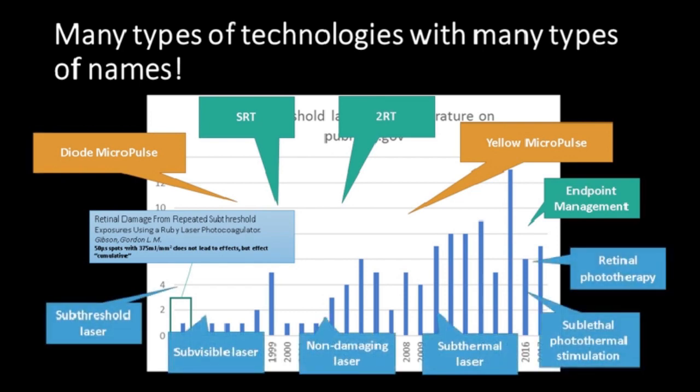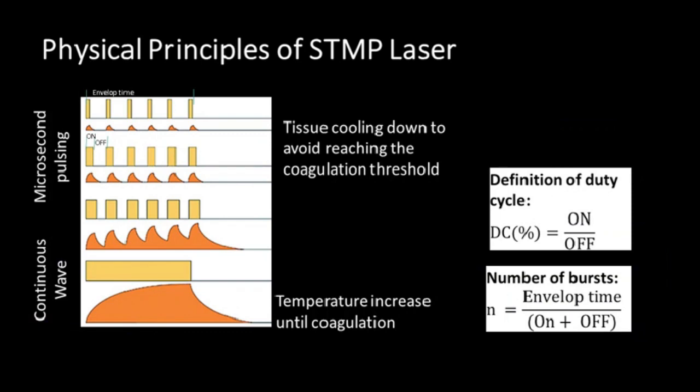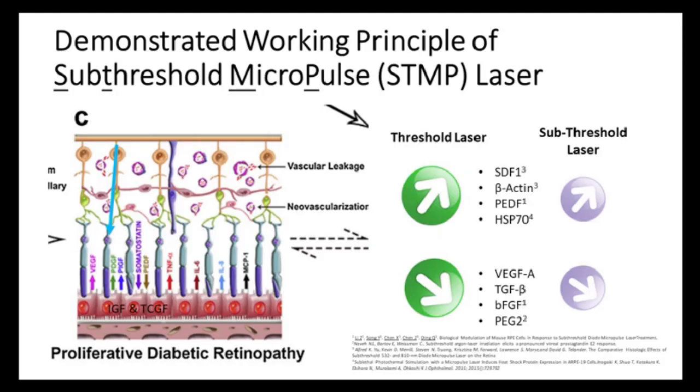What I like about the Navilas is that with the laser guiding, you know you're getting the grid in the same place. If the eye moves a little bit with a non-guided laser, you're basically not doing subthreshold anymore because you're getting multiple hits over the same area. The principles of subthreshold micropulse can be argued, but in theory it allows tissue cooling to avoid reaching the coagulation threshold. And that temperature increase is thought to change modifying factors, which in diabetic retinopathy and others can lead to changes in different cytokines.